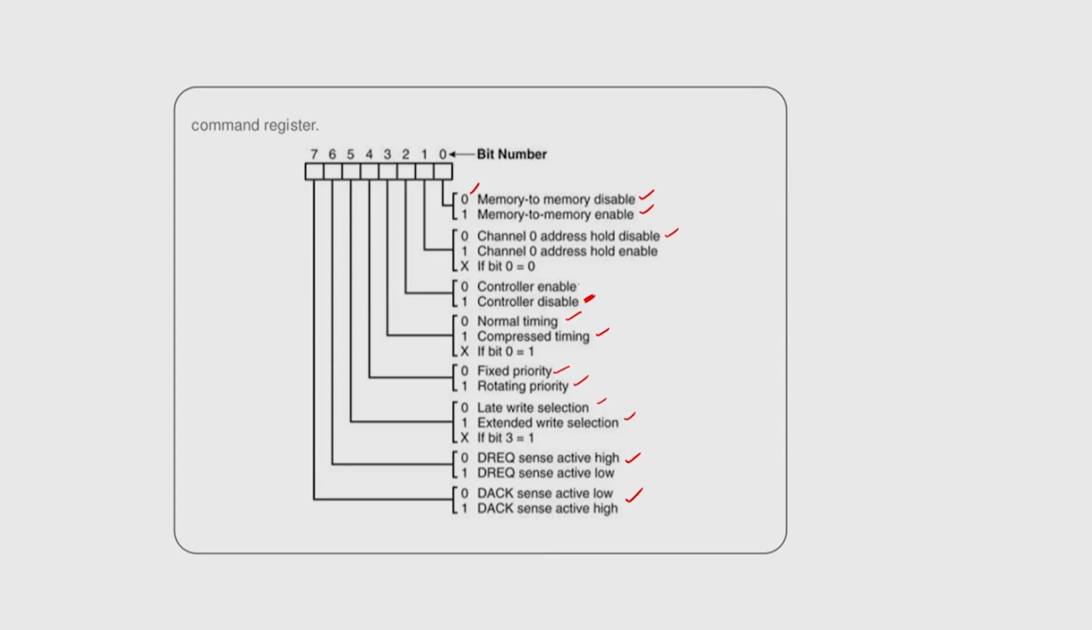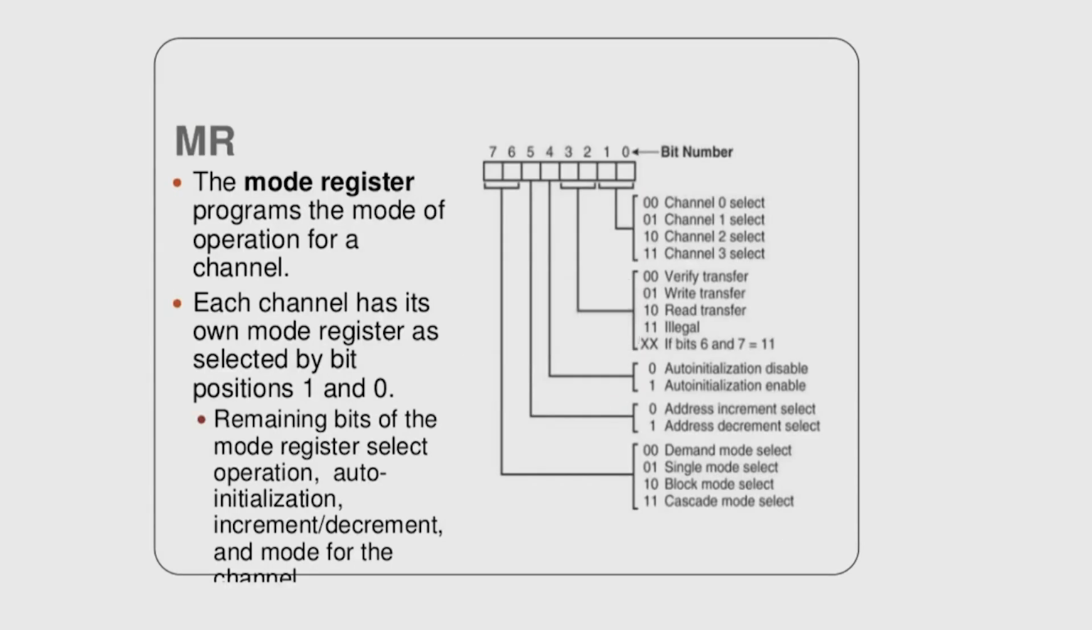So, I will write the program using this command register after some time. Then the mode register. There are two important registers, one is command register, another is mode register. Mode register, as the name implies, will select the mode of operation. This will decide the channel to be selected: if this is channel 0, 0 0; channel 1, 0 1; channel 2, 1 0; channel 3, 1 1.